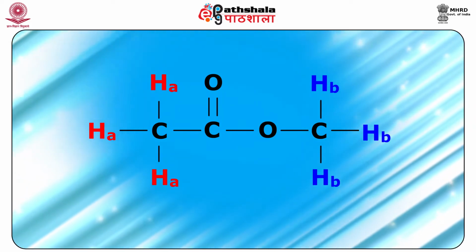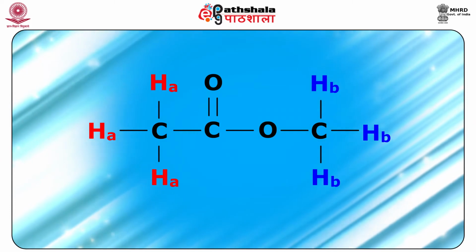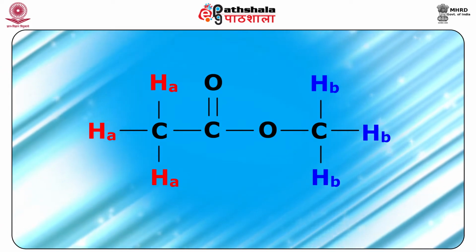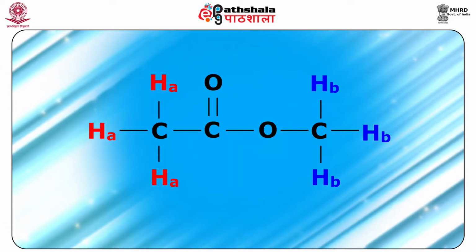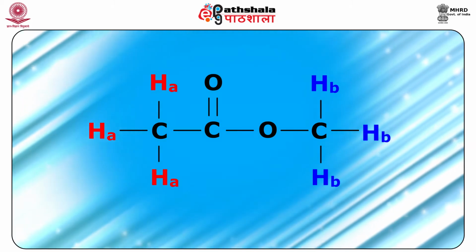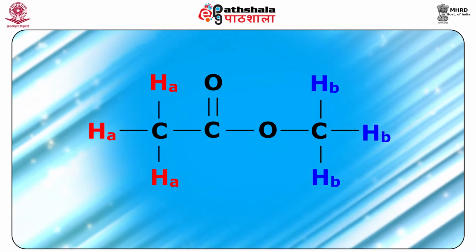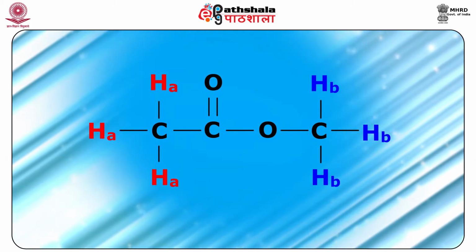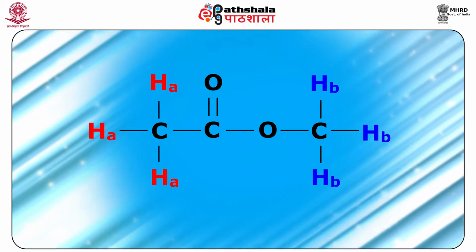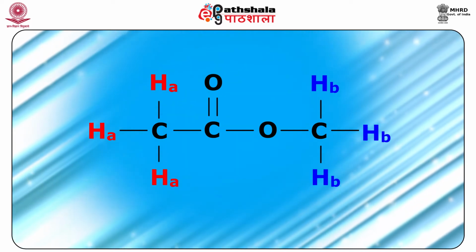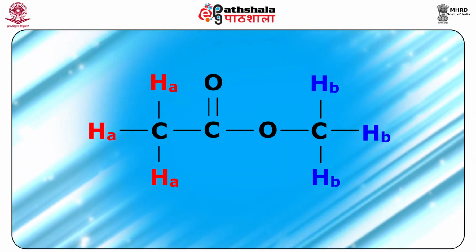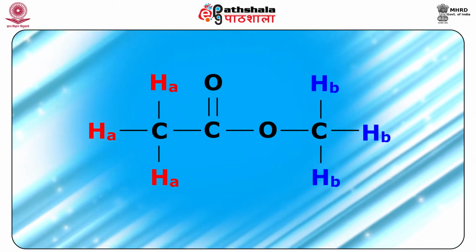The 3 protons labeled HA have a different chemical shift value than the 3 HB protons, because the two sets of protons are in different chemical environments, that is, they are chemically non-equivalent. On the other hand, students, the 3 HA protons are all in the same electronic environment and are chemically equivalent to one another. They have identical resonance frequencies, and the same can be said for the 3 HB protons.